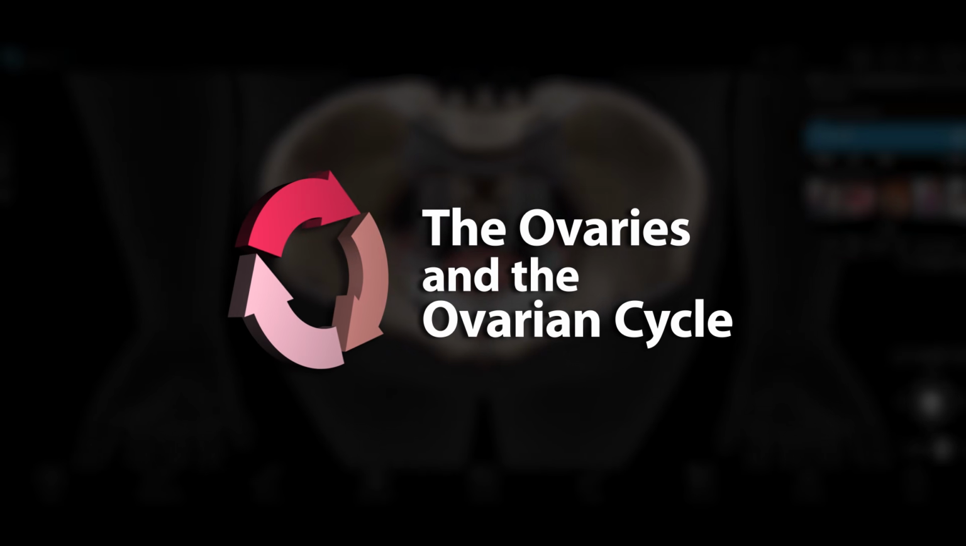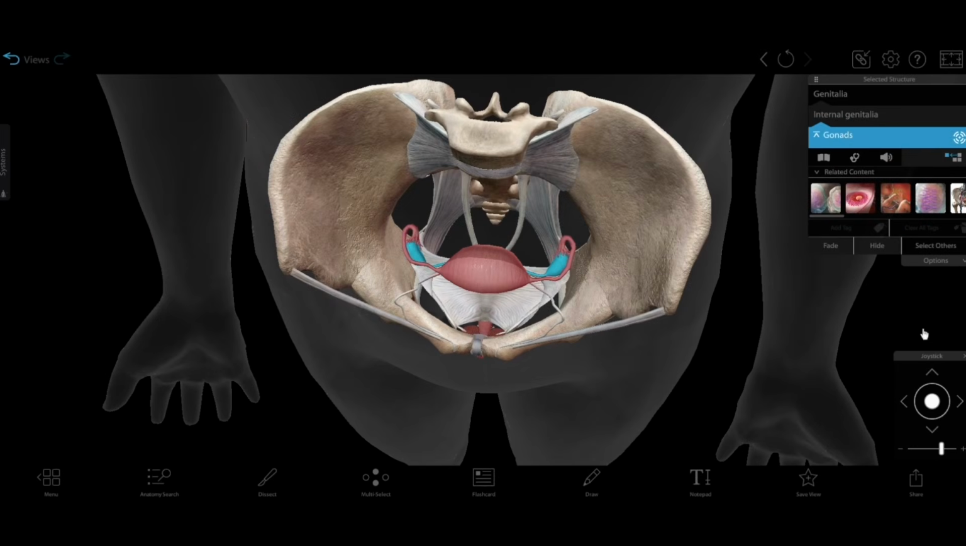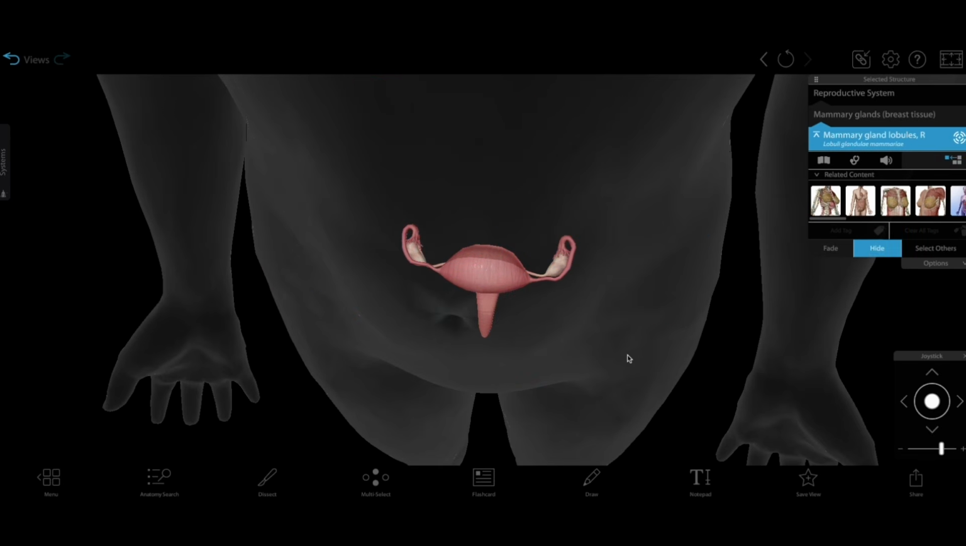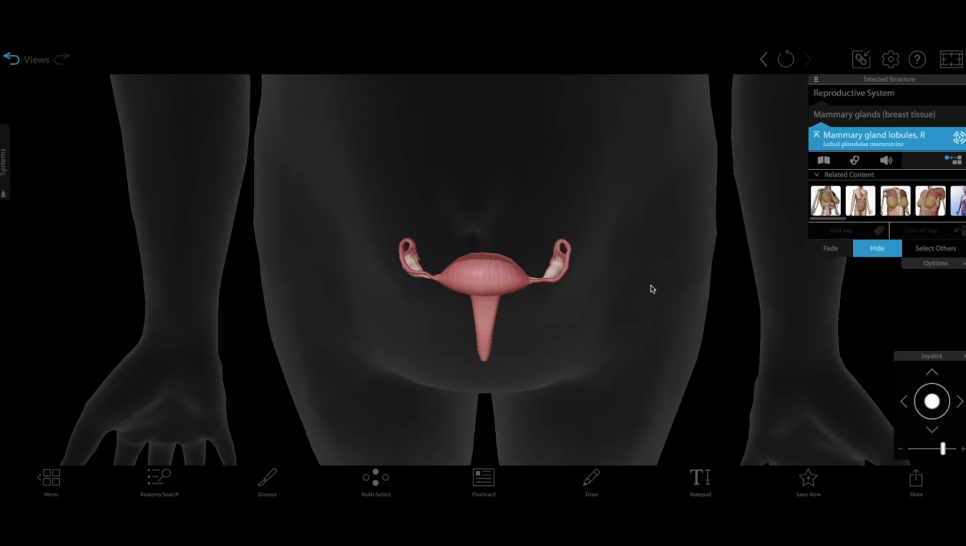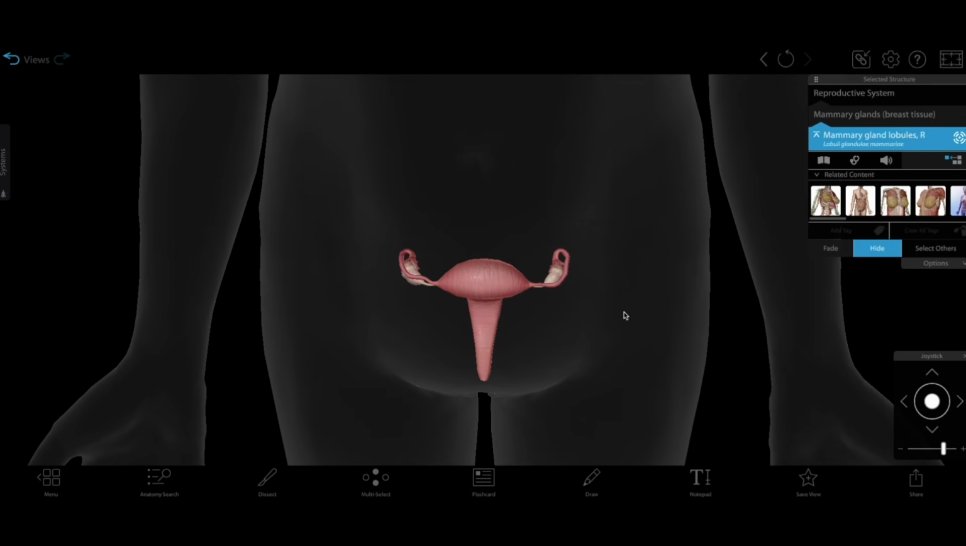The ovaries are the primary female reproductive organs. They sit on either side of the uterus and produce gametes, oocytes, or egg cells. They also secrete estrogen and progesterone, hormones important to reproduction.